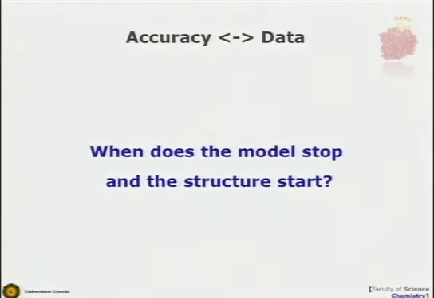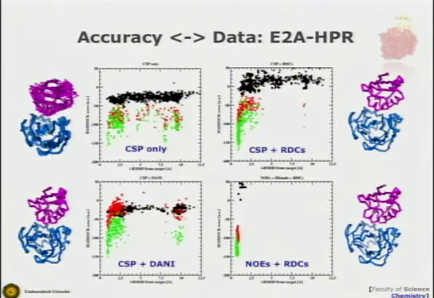So where does the model stop and when does the structure start? It's not well defined. If you go to the PDB, they will not tell you how much experimental data you need for a structure to classify as a structure.